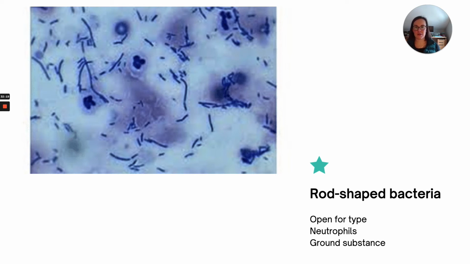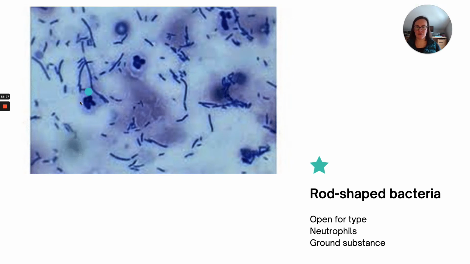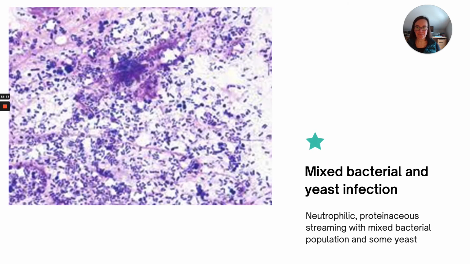And then we do see some ground substance with the kind of purple debris that's there. And then this is an example. This is a neutrophil here, a neutrophil here, a neutrophil here. So it is important to document the presence of inflammation in your cell. This is a mixed infection, so you can see that there's some nuclear streaming, proteinaceous streaming, nuclear streaming. This is all from neutrophils.